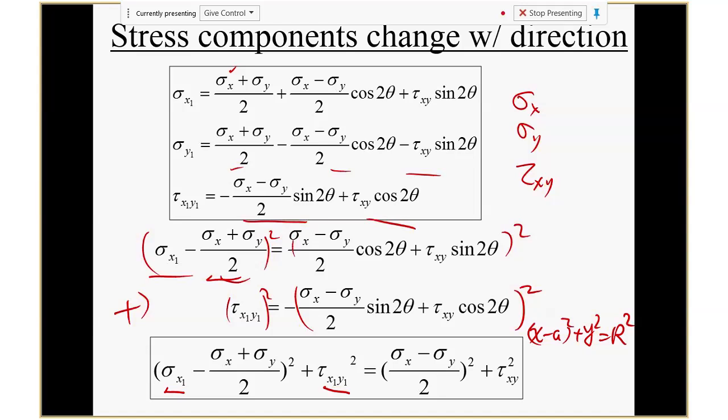That's a circle. So we get the conclusion: when you rotate your coordinate, the stress is going to change, but they follow a circle. So we can use this relation to find the stress in any direction. That's what we call Mohr's circle, and we're going to talk about Mohr's circle in the next couple of lectures. I want everyone to be able to draw a Mohr's circle; that's the first part. Second, use the circle to find the stress in any direction. We're going to do that next time.